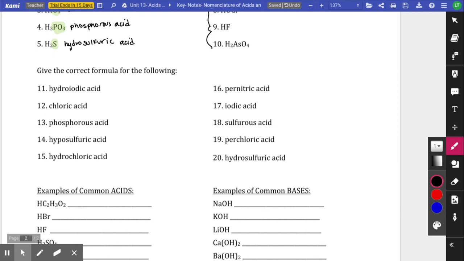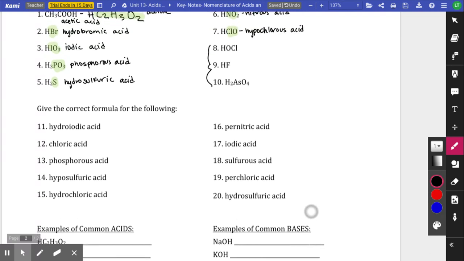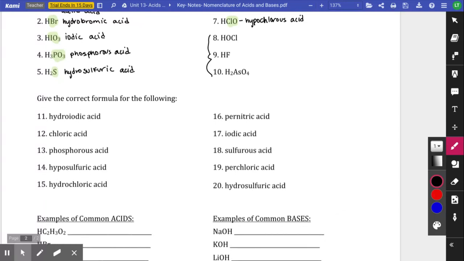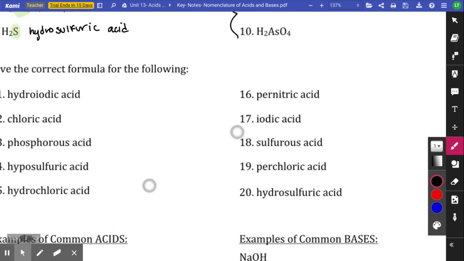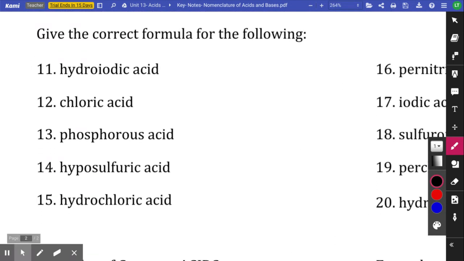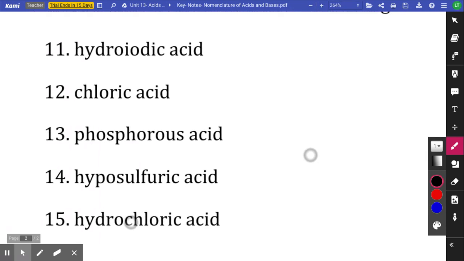So now we're going to switch gears and figure out, well, that's good, we know how to name them. How do we get the formula? So we're going to see if we can do that now. So the first one is going to be hydroiodic acid. Hydroiodic acid.